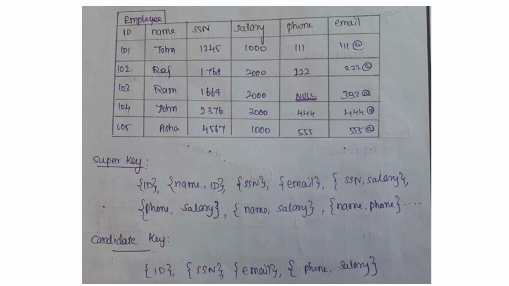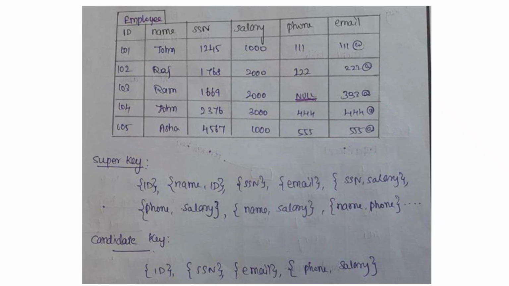Yes, phone and salary combined, a subset, is also a super key, and we can choose it as a candidate key. So phone and salary is a candidate key now. Next, name is missing, but if we choose name it would be along with salary, and salary is already there, so we need not choose that super key. Name and phone also cannot be chosen, as phone is already there.